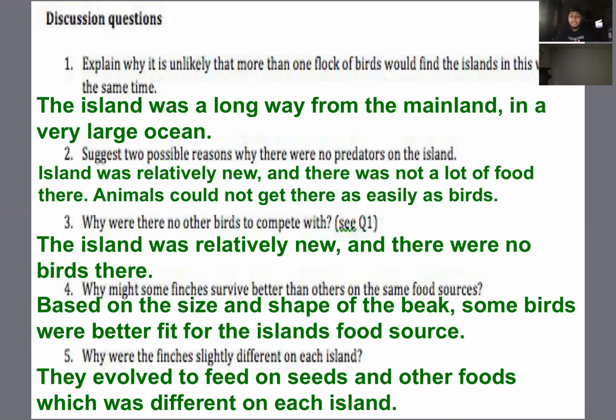Why might some finches survive better than others on the same food sources? Based on the size and the shape of their beaks, some birds were better able to eat the food that was actually there. If my beak is slightly different and I'm not able to crack open a seed covering as well as the next bird, then the next bird is going to be able to eat that food source, and I'm not going to be as well adapted to eating those food sources.